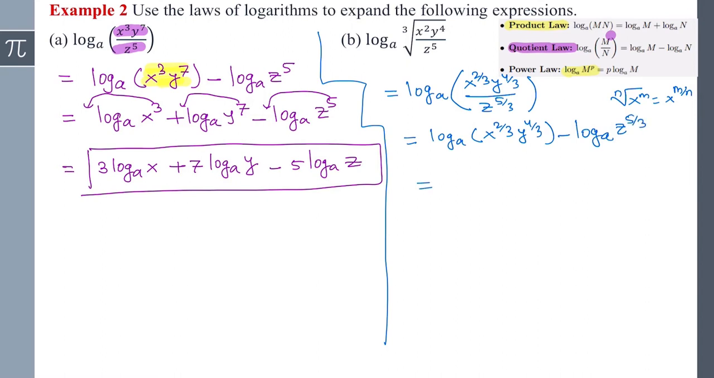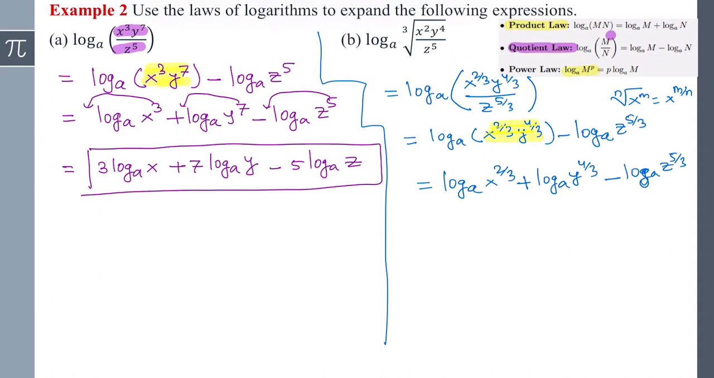Now, here again, the first one, we have a product, so we can use the product law here. So this equals log base a of x to the 2/3. Then we have a product, so that means it changes to a sum. So plus log base a of y to the 4/3 minus log base a of z to the 5/3.